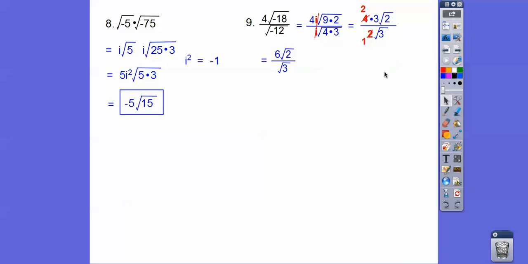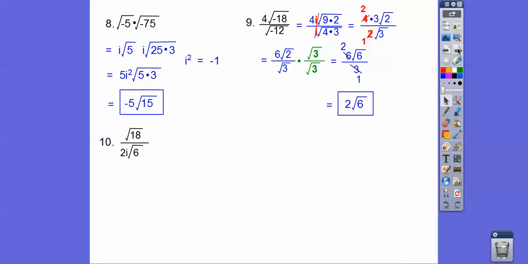So let's multiply this by root 3 over root 3. We get 6 root 6 over 3, and since these are both outside, we can cancel. We just can't cancel an insidey with an outsidey. They both have to be either insides or outsides. These both are not in a radical, so we can go ahead and cancel. 3 goes into 6 twice, so the answer is 2 root 6.